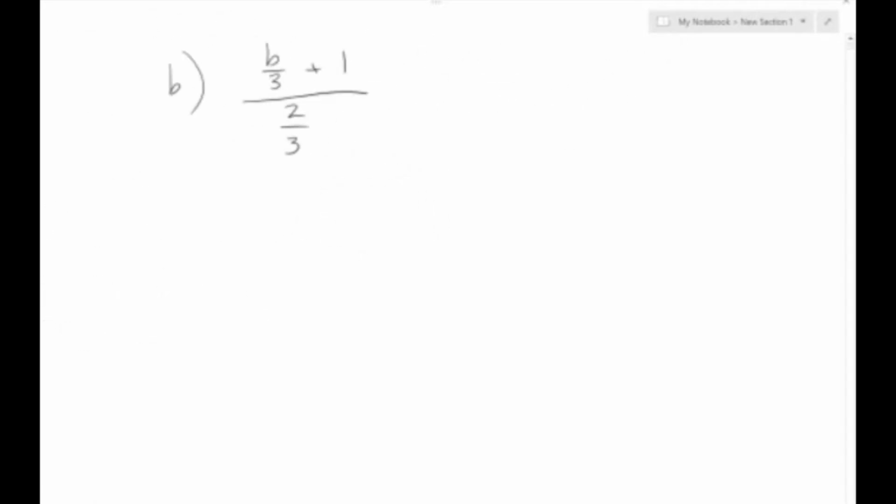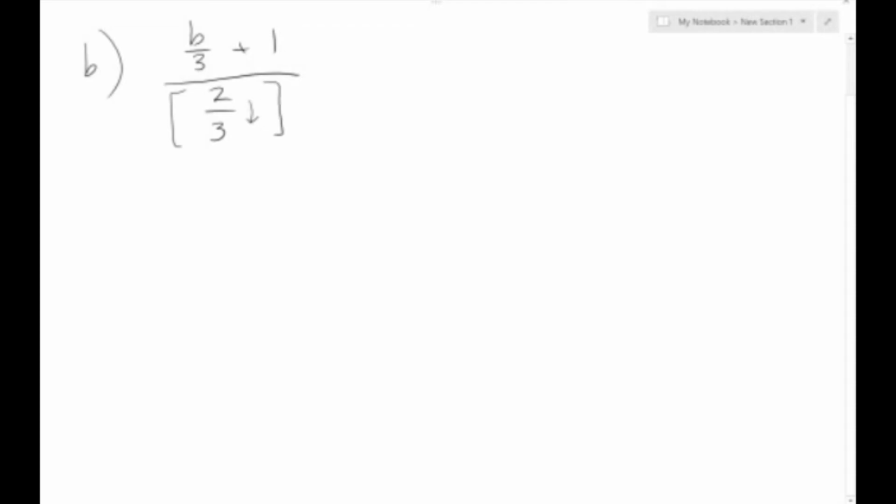Let's go ahead and look at the other problem I have. b over 3 plus 1 divided by 2/3. Now, how do I do this again? Well, the way I can do this is, remember, I just have to flip this fraction in the denominator, and then multiply it by the numerator.